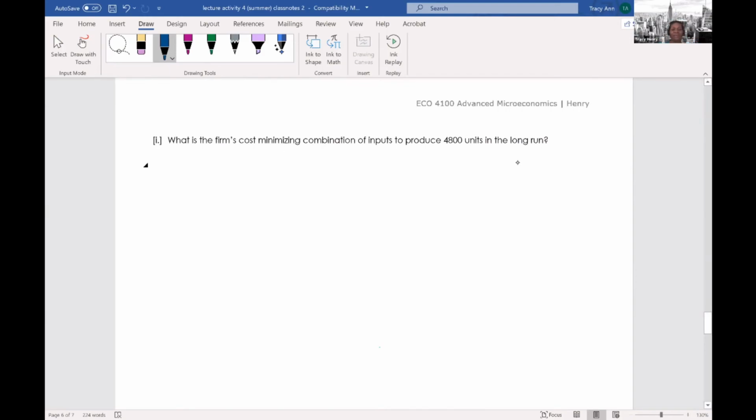Now we're getting to the meat of the matter, because now we want to find out that cost minimizing combination of inputs to produce that 4,800. So we would do it in the same way. Since I'm talking about cost minimization, I'm going to use my expansion path along with the production function.